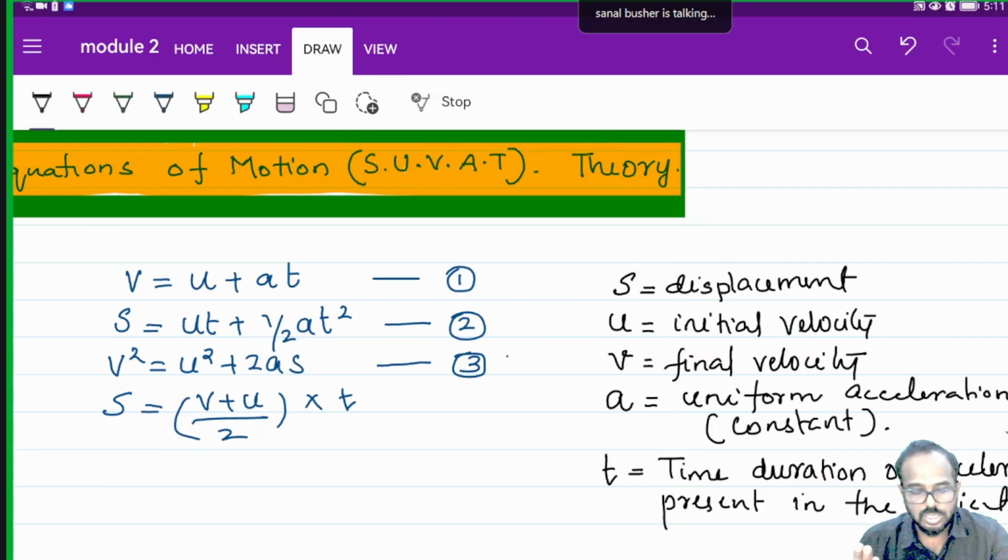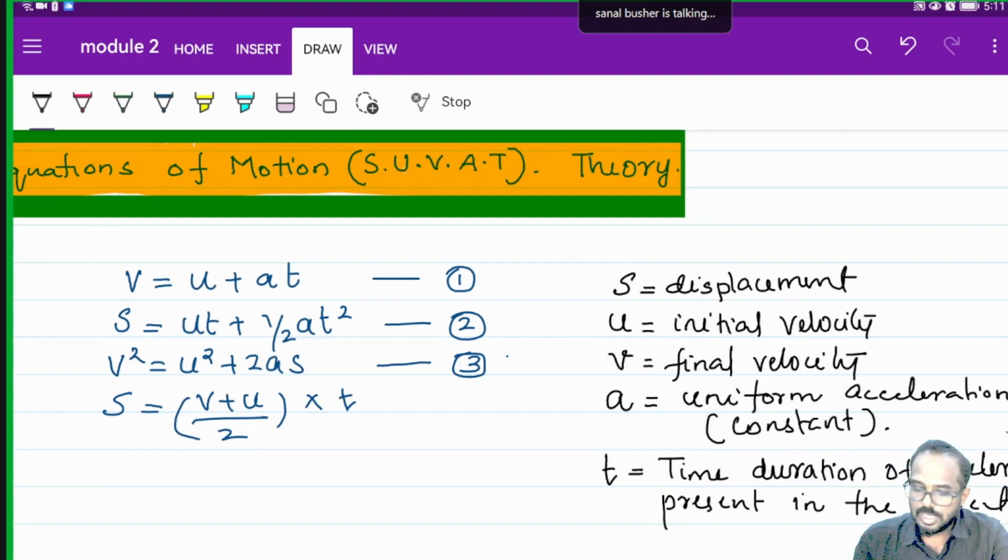So remember these three equations, then read the question carefully and understand. If time is involved, then the first two equations. If time is not at all there in the question, then the third equation. If time and displacement are required, second equation. If time and velocity are required, first equation. You remember this. When we practice, we will apply this to the questions.